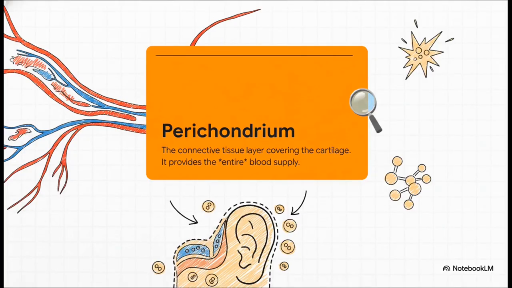All right, now we get to what is arguably the most important layer here, the perichondrium. It's this thin layer of tissue that covers the cartilage. Why is it so important? Because the cartilage itself has 0 blood vessels. None. It gets its entire blood supply, all of its oxygen, all of its nutrients, from this thin sheath. If you remember one thing, remember that.